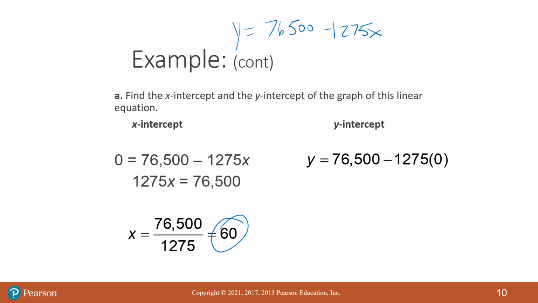Let's look at the y-intercept. The y-intercept is where I need to set the x equal to 0. So y equals 76,500 minus 1,275 times 0. 1,275 times 0 is 0, which just leaves me with the 76,500, which is the amount you will have paid on the loan. That is our y-intercept.